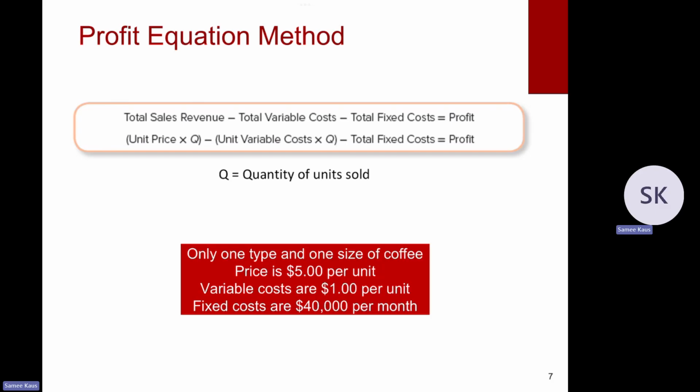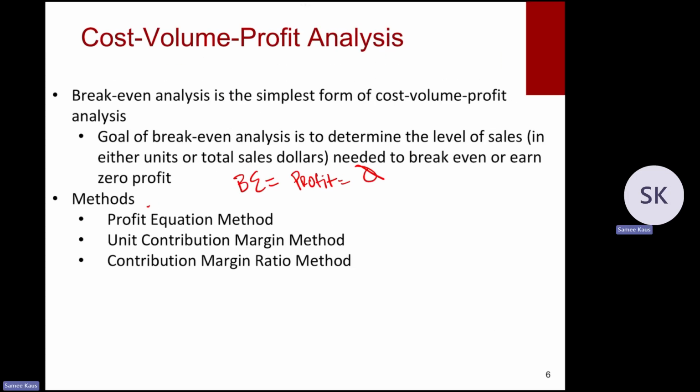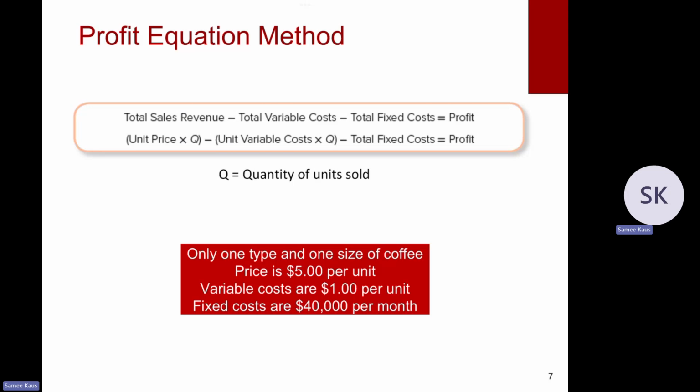Hello, everyone, and welcome back to the second part of Chapter 6, where we're going to talk about CVP analysis and how different companies look at that. If you remember where we left off, we have three main methods of how we can perform CVP profit analysis. We can use the profit equation method, the unit contribution margin method, or the contribution margin ratio method. To start with, we're going to look at the profit equation method.